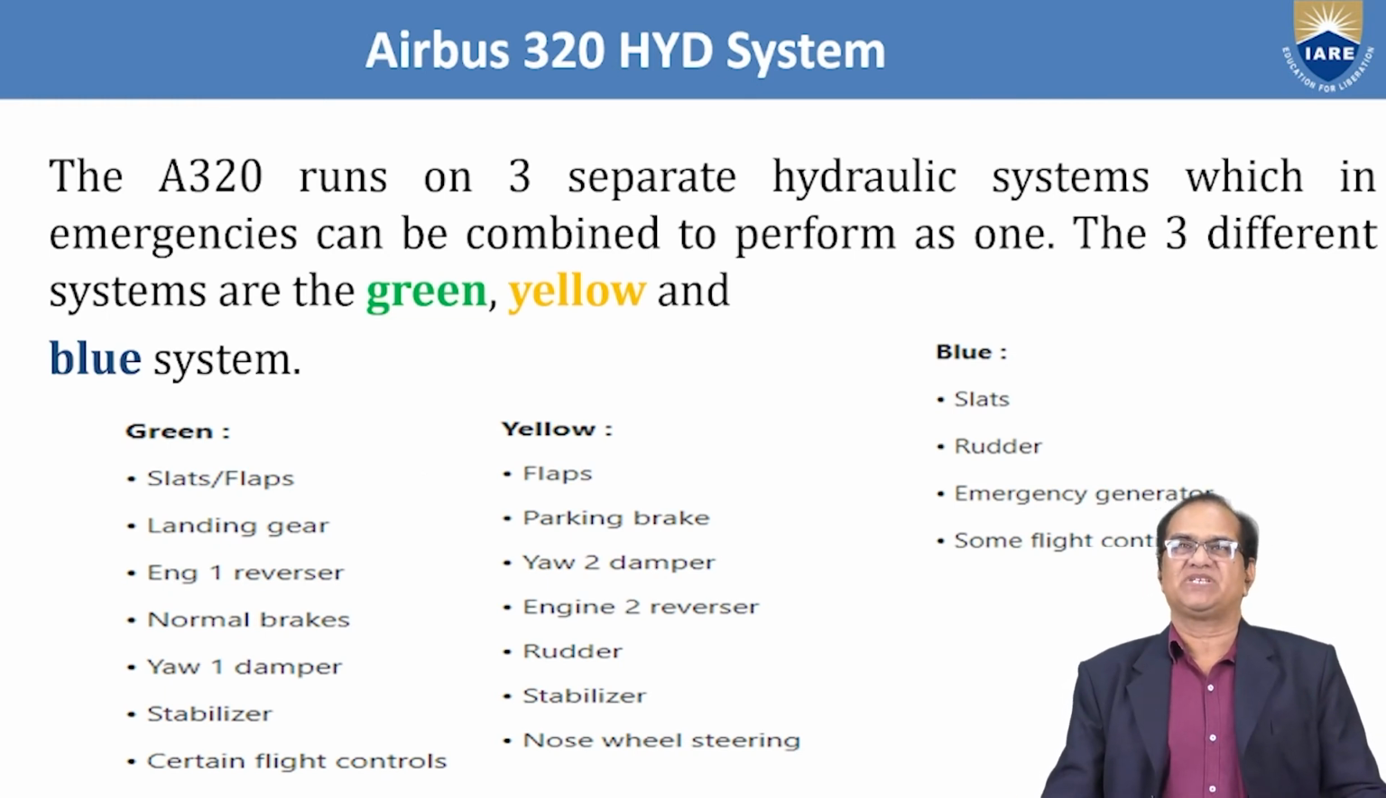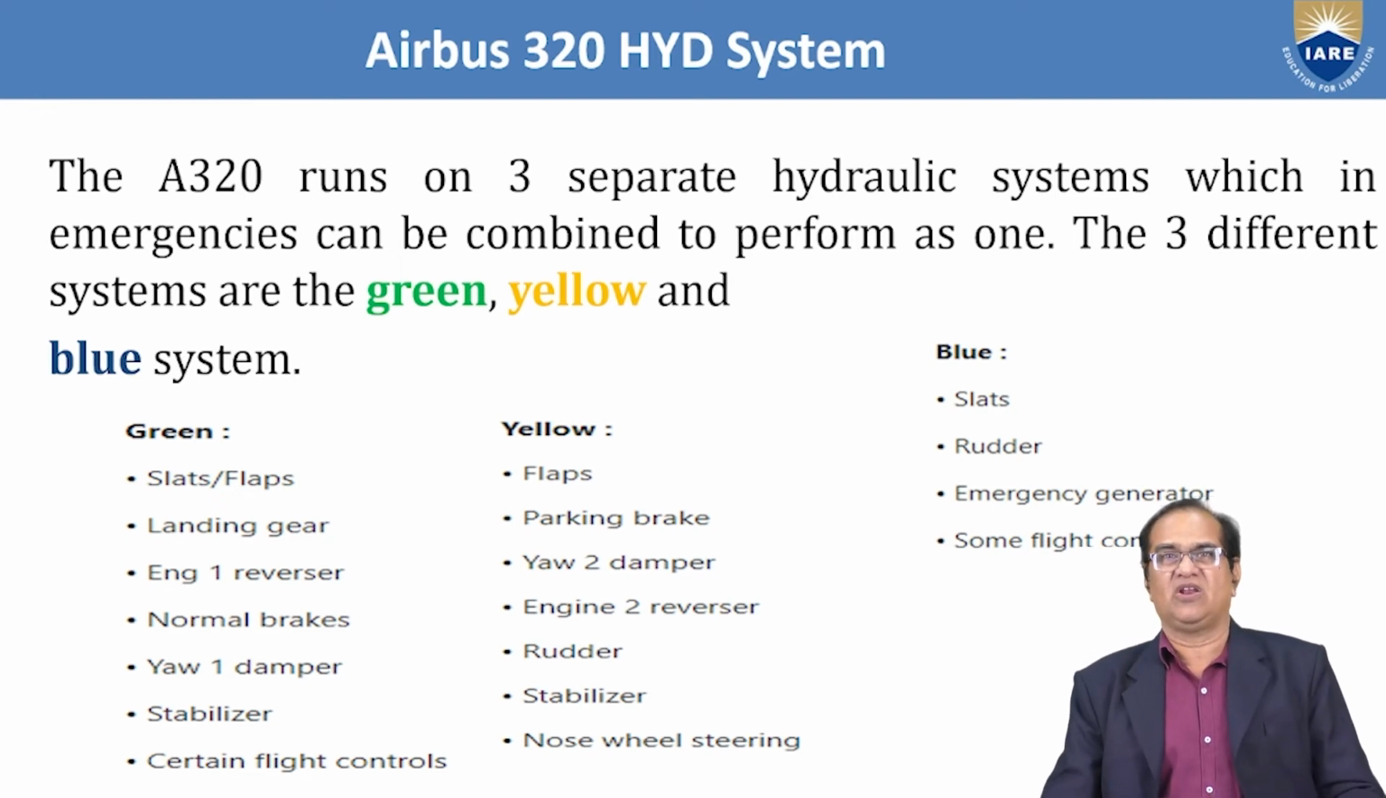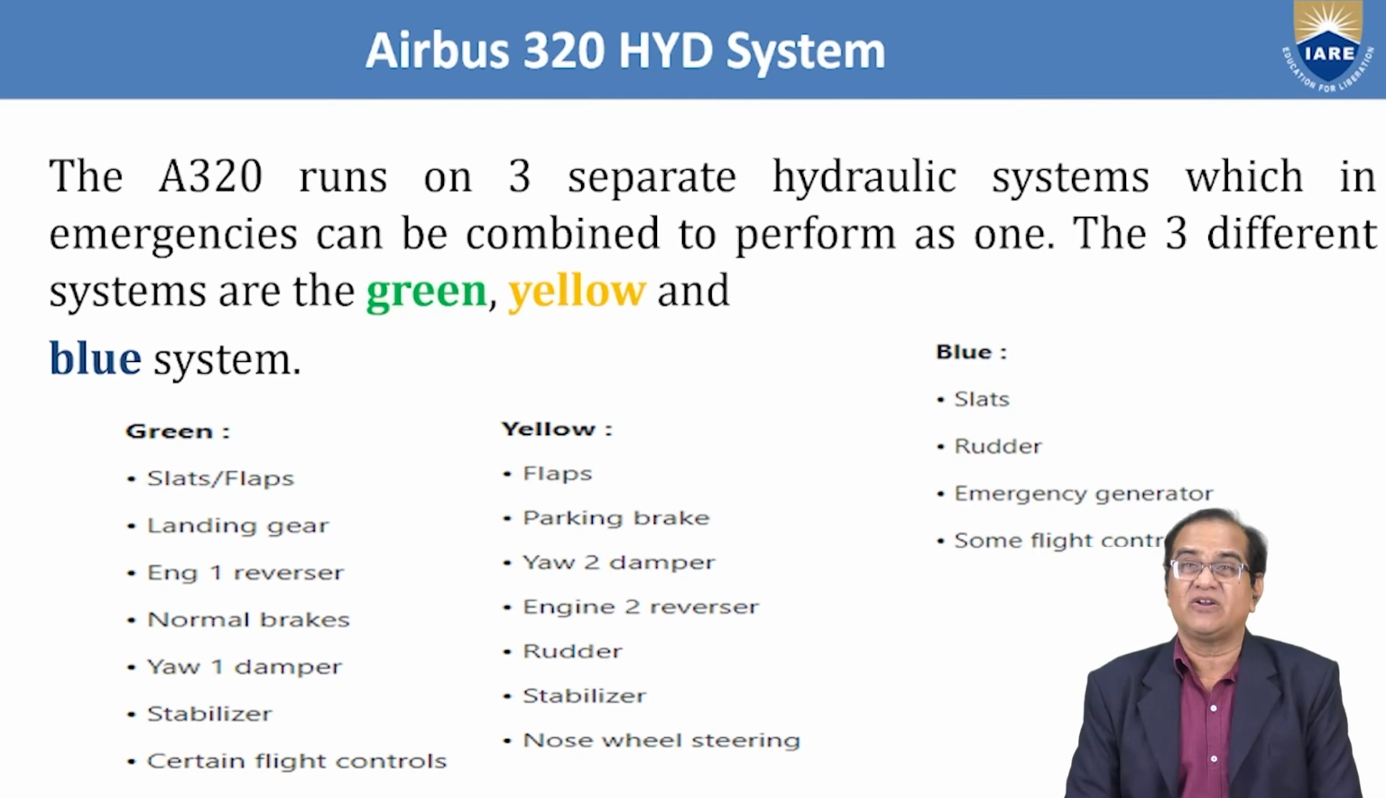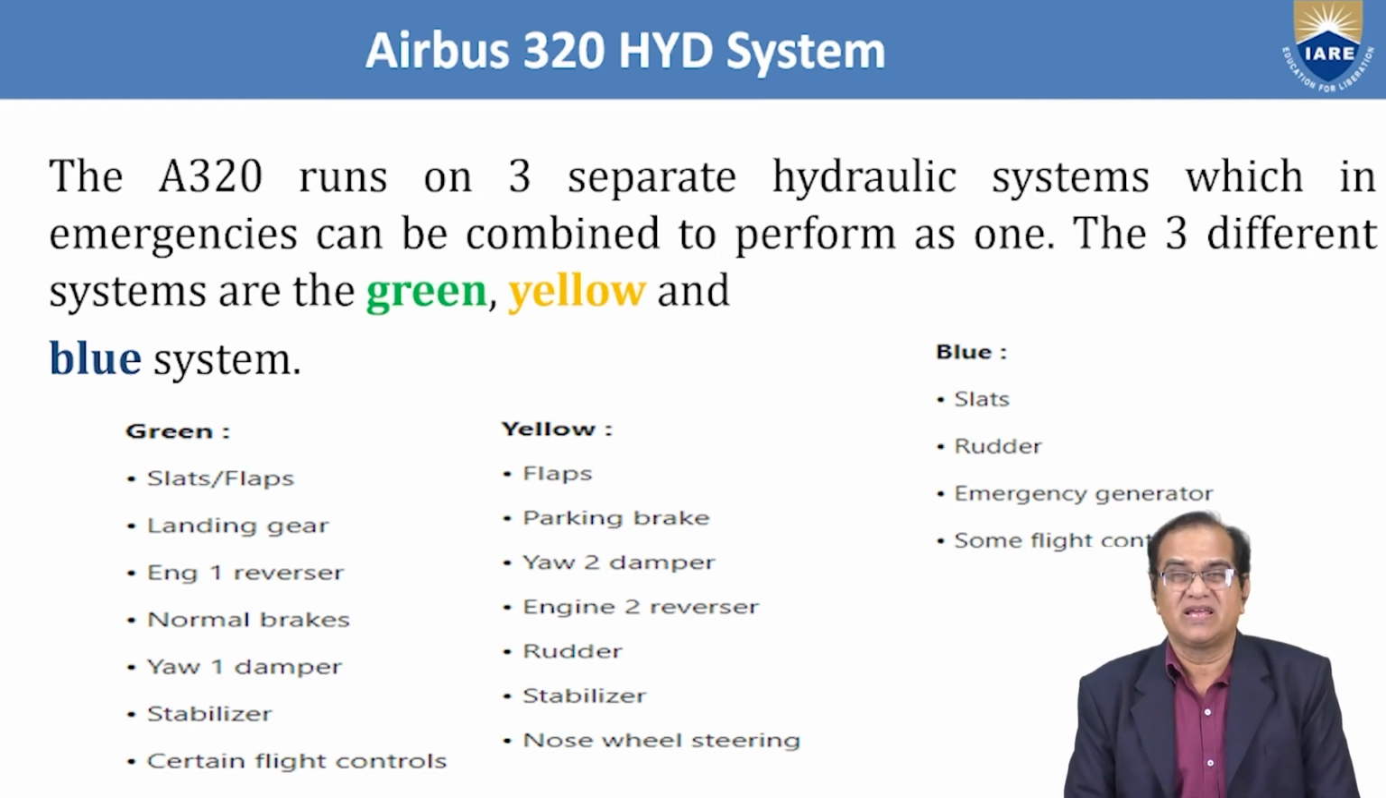Now I will discuss the Airbus 320 hydraulic system. The Airbus 320 runs on 3 separate hydraulic systems, which in emergencies can be combined to perform as one. The 3 different systems are the green, yellow and blue. So in the Airbus system, we use 3 types of hydraulic system, and they are separate, but in case of emergency, these systems can be operated collectively as one. They are divided as per the color. First one is the green, then yellow, and the last one is the blue.